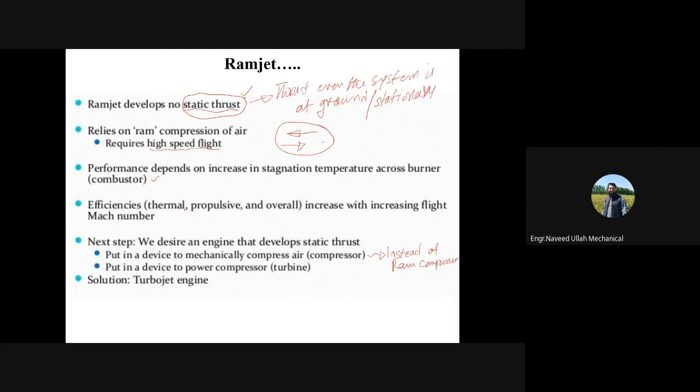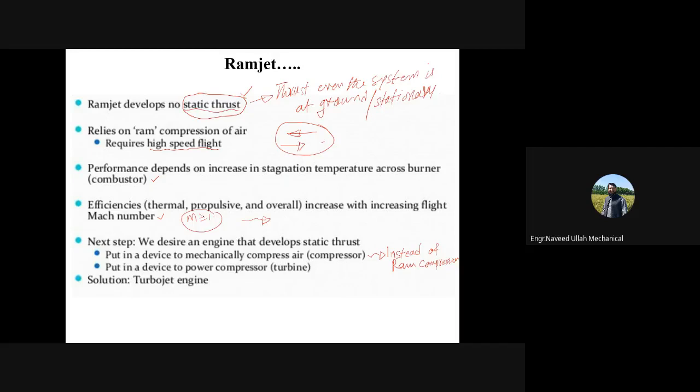And efficiency, whether thermal, propulsive or overall, increases with increasing flight Mach number. Wo to obvious hai. कि जितना मार्क नंबर आपके पास ज्यादा होगा ना, उतना मार्क नंबर अगर आपके पास, लेट से फॉर एग्जांपल 1 है, तो इसका मतलब ये है कि the air entering the diffuser section with sonic velocity. So sonic velocity is around 340 meters per second, तो इससे ज्यादा है.